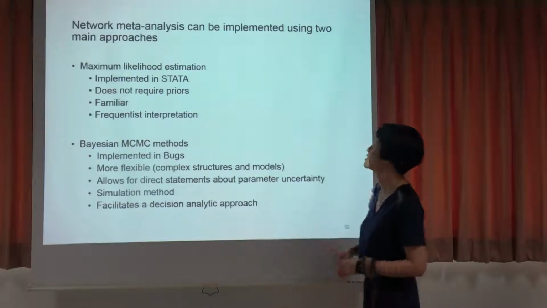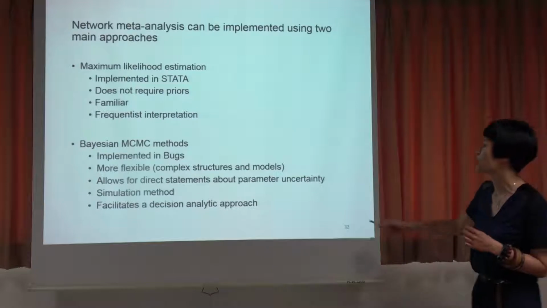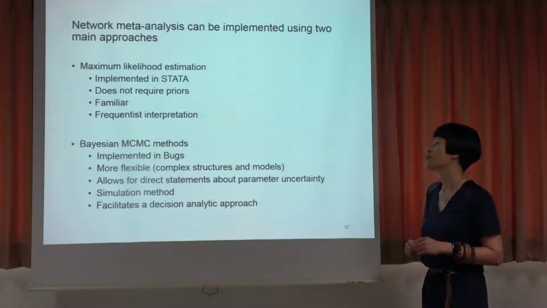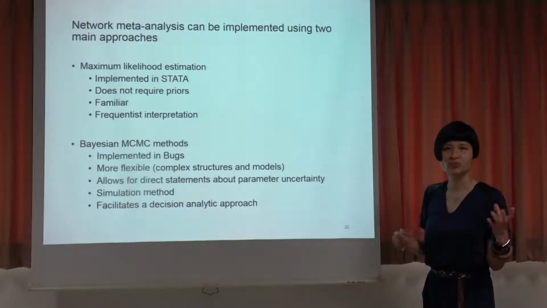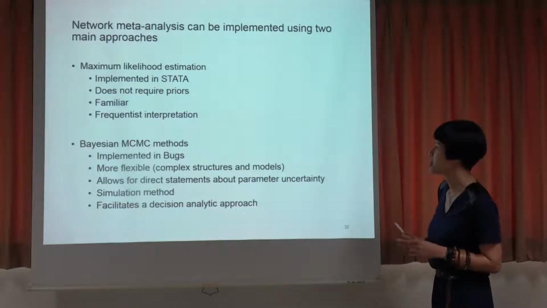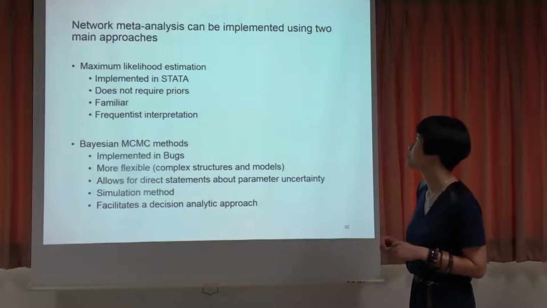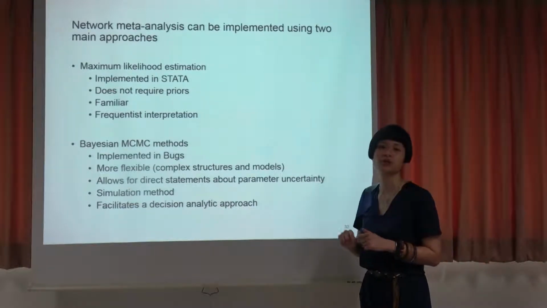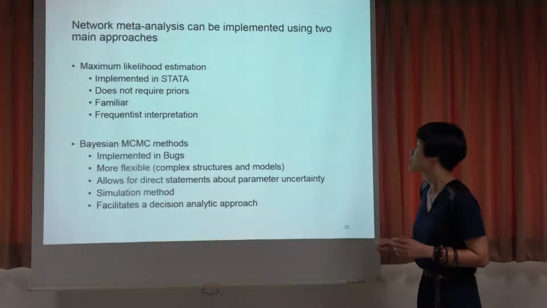So maximum likelihood estimation can be done in Stata. It does not require priors. A Bayesian analysis requires you to have a prior before your analysis, and it is a different way of thinking about statistics. The maximum likelihood estimation is a more familiar approach, and it has a frequentist interpretation. And it's relatively straightforward to implement in Stata, as those of you who've run a network meta-analysis will know.